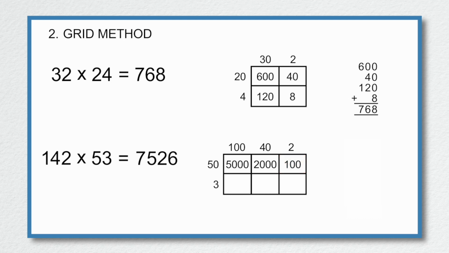Now let's go along the bottom row. We have got 100 multiplied by 3 is 300. 40 multiplied by 3 is equal to 120. And finally, we've got 3 multiplied by 2 is equal to 6. We'll add up the grid. So that's 5,000, add 2,000, add 100, add 300, add 120, add 6. And we get the answer 7,526.